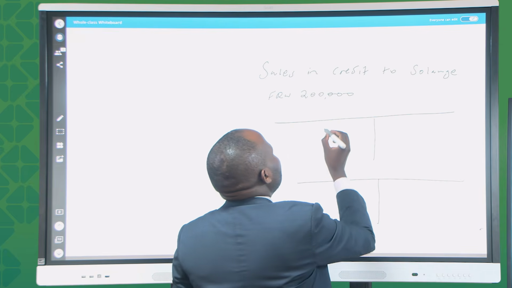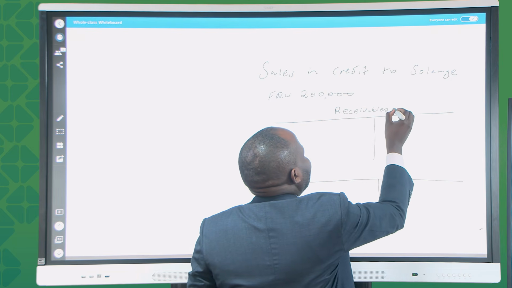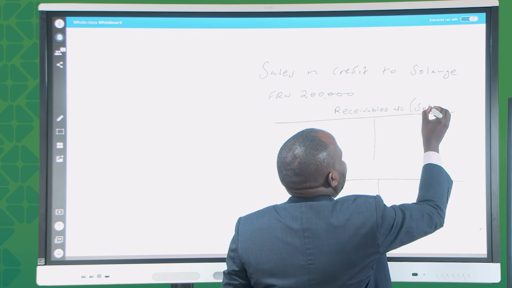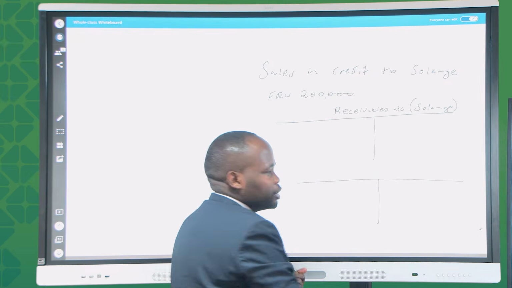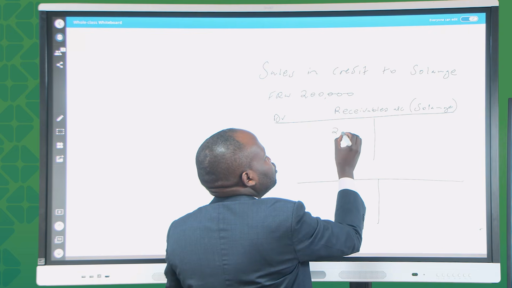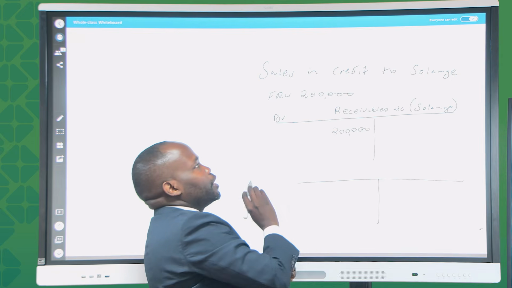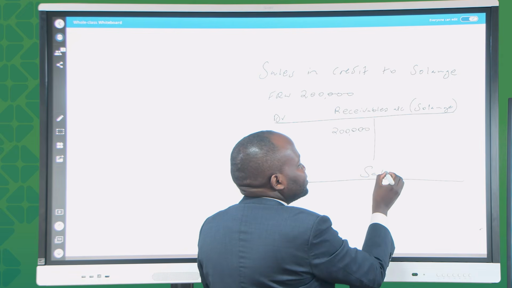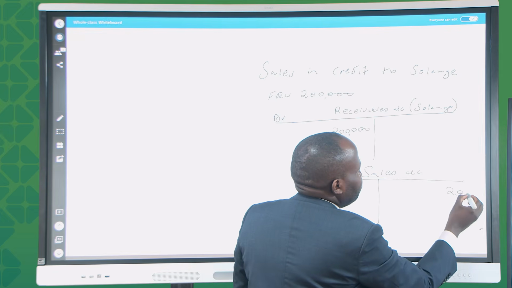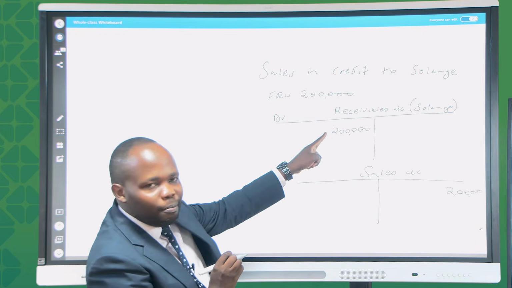So, number 1, you will post to what we call a receivables account, and the receivables is specific. It is a personal account, Solange's account, and that Solange account we will debit 200,000. And the corresponding credit entry will be posted in the sales account. Sales account, it will be a credit entry of 200,000.